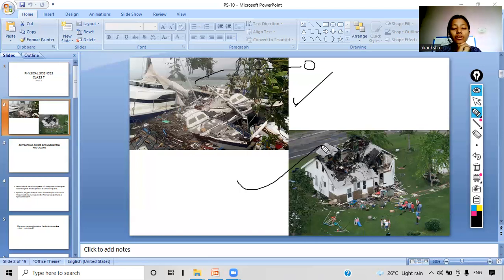So what can you conclude about both of these pictures? We can conclude that in both of these pictures there is some destruction, right? The ships are destroyed and the houses are destroyed. Now we will see what causes this destruction and what we are going to study as our first topic for this lesson. So let's move ahead and see.